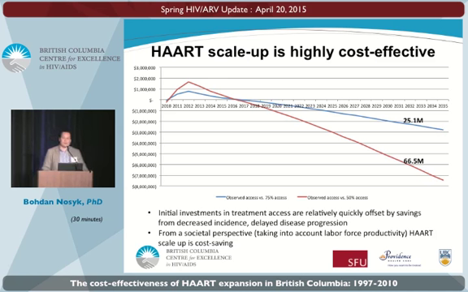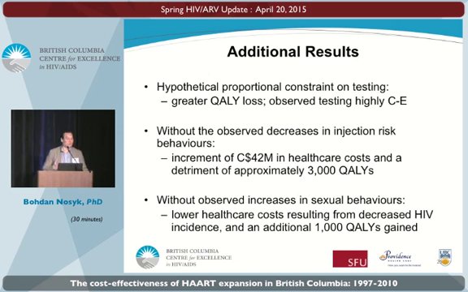So one of the things this type of modeling activity allows us to do is to ask a number of what if questions. So what if there was a proportional constraint on HIV testing, right? What if we weren't testing as aggressively? Well, we actually found a greater quality loss, which suggests that the observed level of testing that we saw in the province was also highly cost effective.